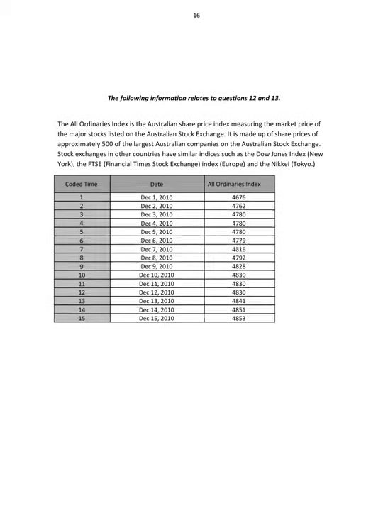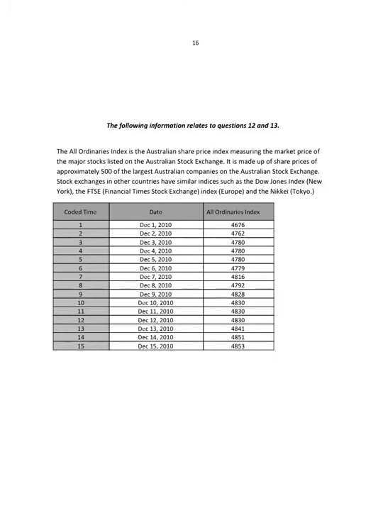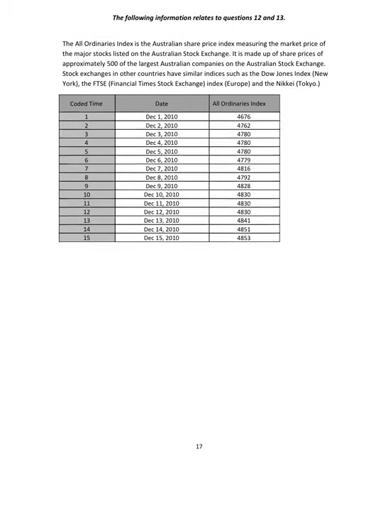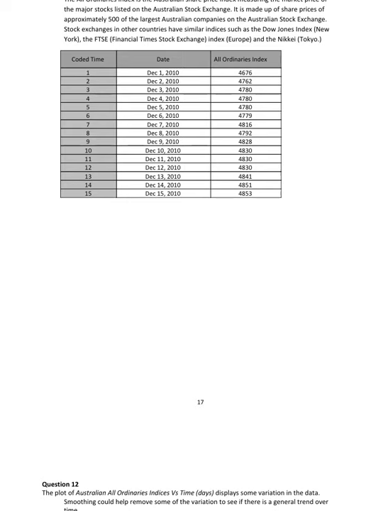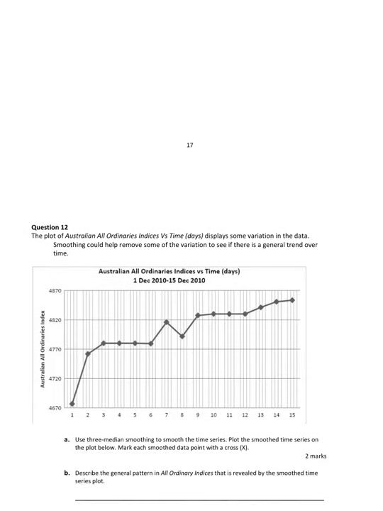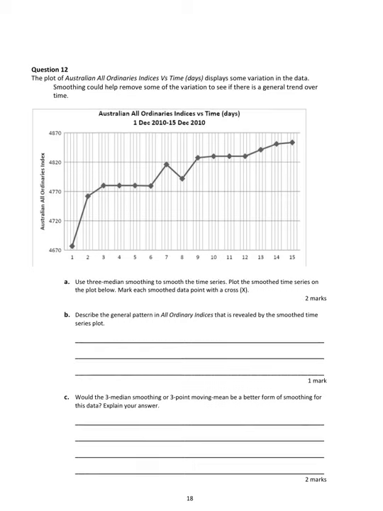Righto. This following question relates to question 12 and 13. The All Ords Index is the Australian share price index measuring the market price of the major stocks listed in the Australian stock exchange. It is made up of share prices of approximately 500 companies. Cool. So we've got the All Ords Index for different dates. What they've done is just plotted that on a time series. So they've got the 15 dates there and what the value of the All Ords Index was.